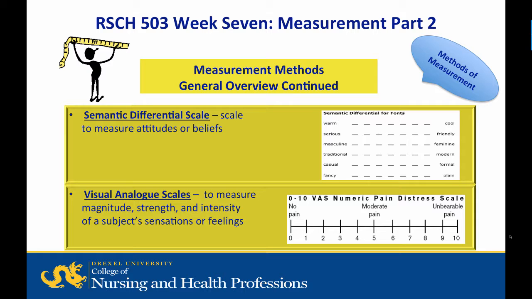The visual analog scale measures magnitude, strength, and intensity of a subject's sensations or feelings on a concept under investigation. The visual analog scale to measure pain distress is illustrated on this slide.